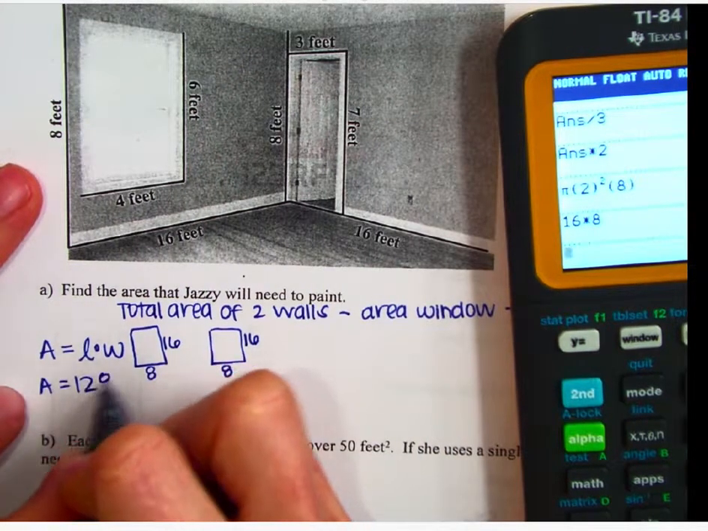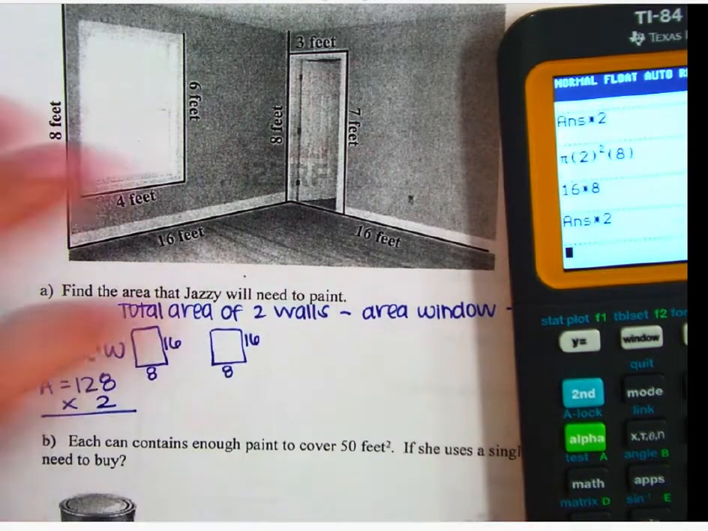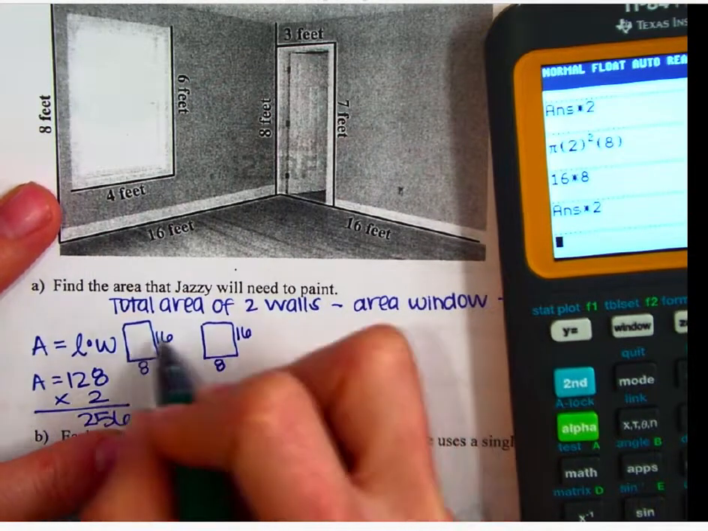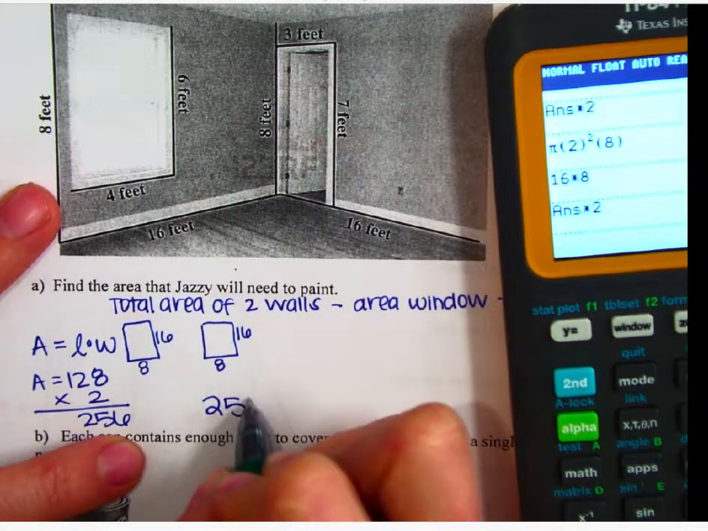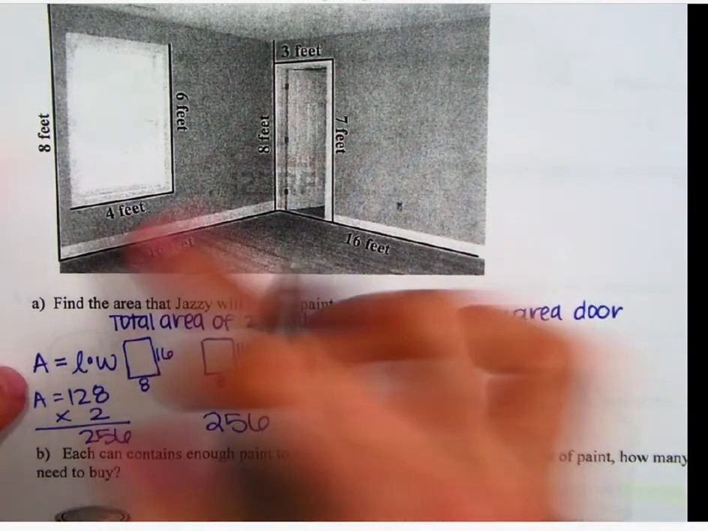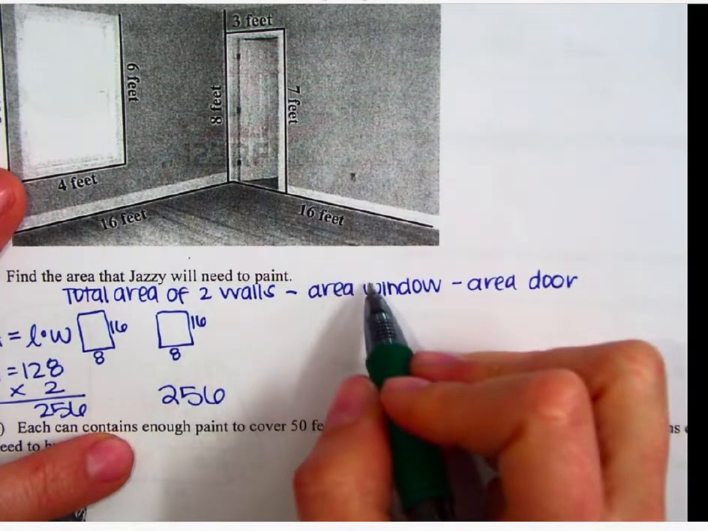But since there's 2 walls, I'm going to multiply this by 2. So the total space is 256. So I'm going to write that down here. 256. That's the 16 by 8 plus the 16 by 8. Okay, then we want to subtract the area of the window.